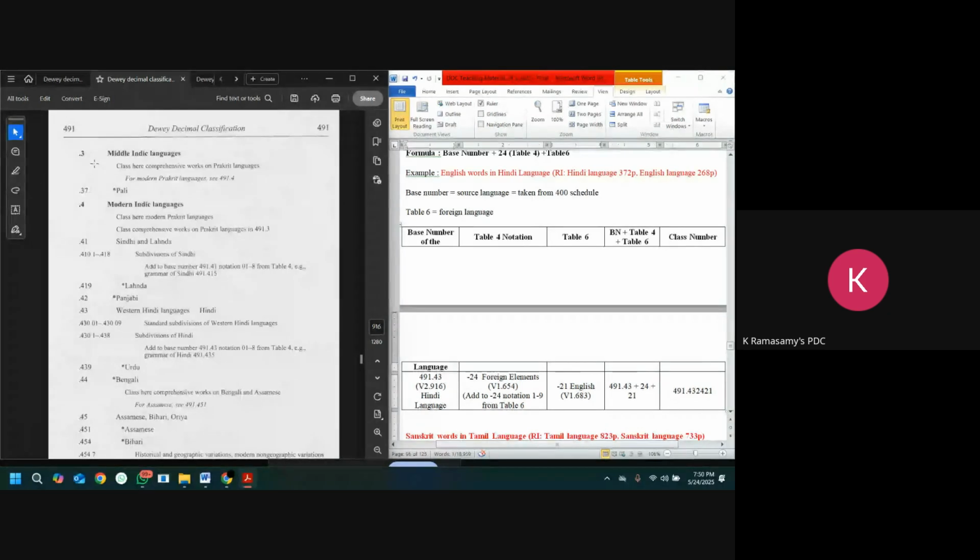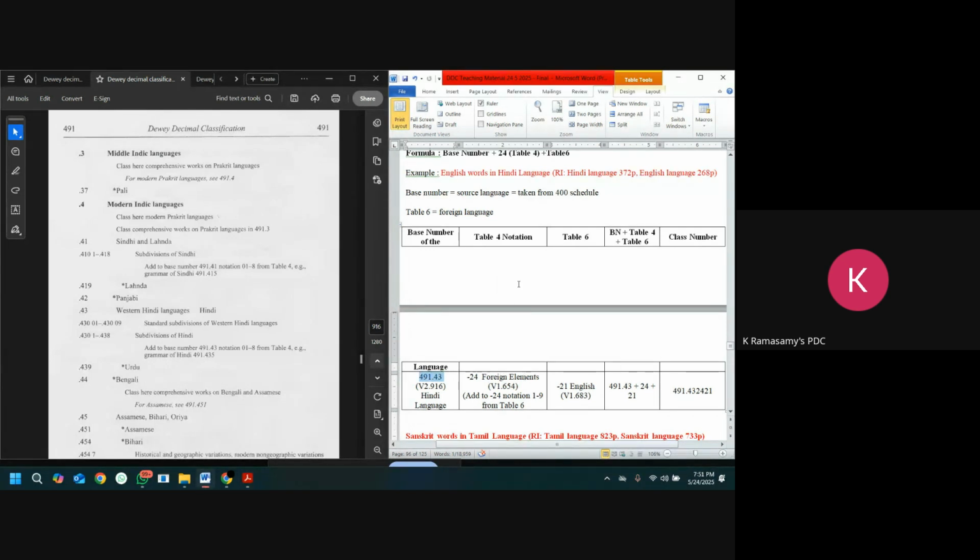So under 400, 491.43 stands for Hindi. You can see now, 491.43 Hindi. All the languages wherever the star mark is, you can make use of table 4. To all these languages called Sindhi, Punjabi, Bengali, Assamese, Bihari, all these numbers, you can add numbers taken from table 4. Okay. So 491.43 stands for the Hindi language.